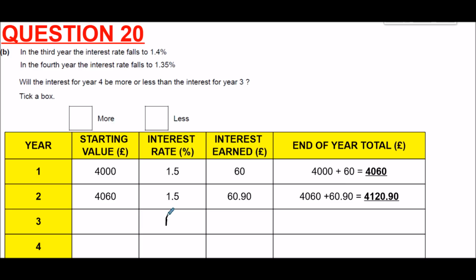So let's put that in before we forget. Then in the fourth year it falls again to 1.35. So what we're looking at here is the interest rate for year 4, sorry, the interest earned for year 4. We're going to be comparing that against the interest for year 3. So these are the two boxes we're interested in.